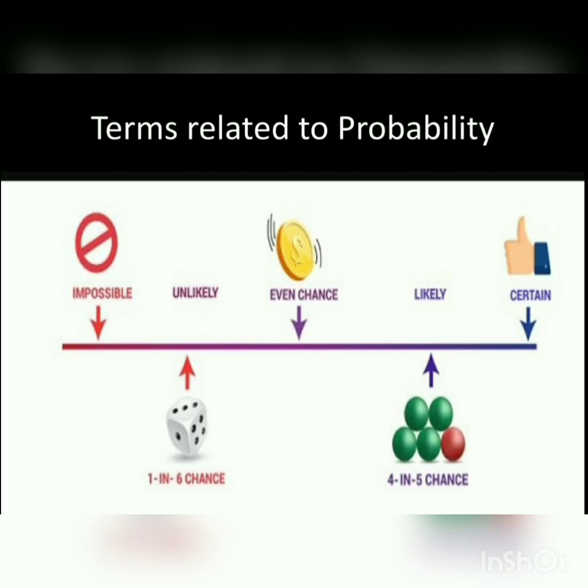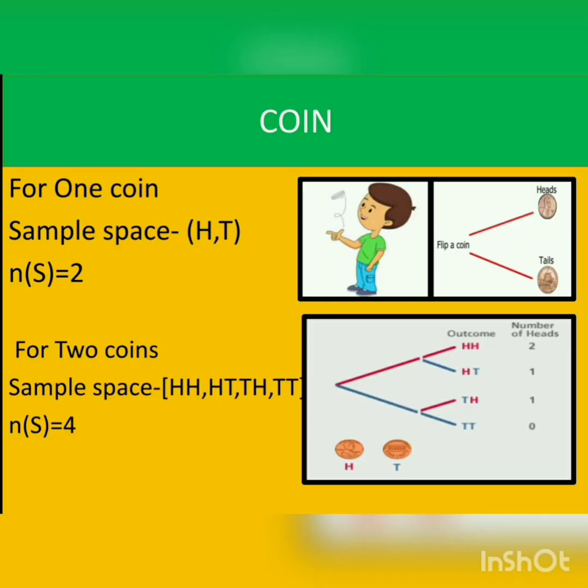Okay, so you can see equally likely outcomes in dice and in coin. These are the equally likely outcomes. So now we will see what the outcomes of a coin are. Whenever we toss a coin, we always have two outcomes. One is head and the other is tail. For two coins we have four outcomes: head head, head tail, tail head, and tail tail. Similarly, whenever we toss three coins together, we will have eight outcomes.